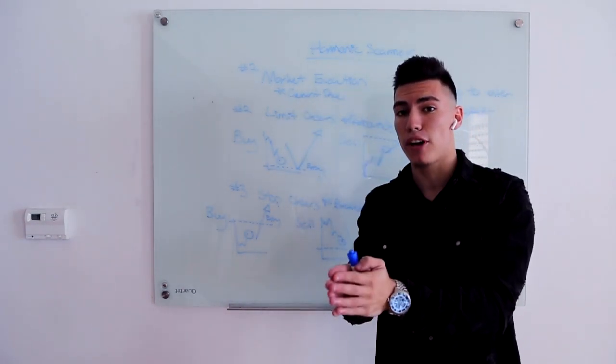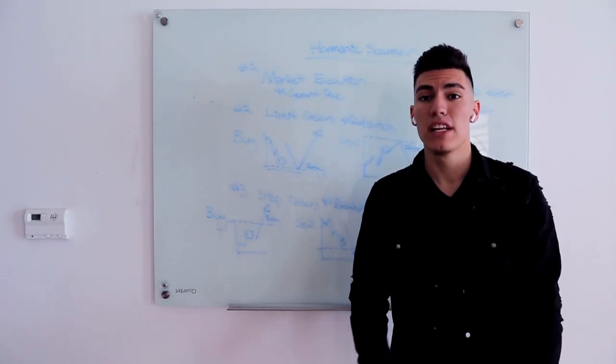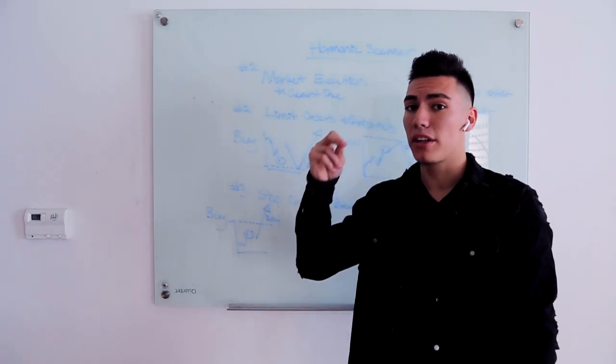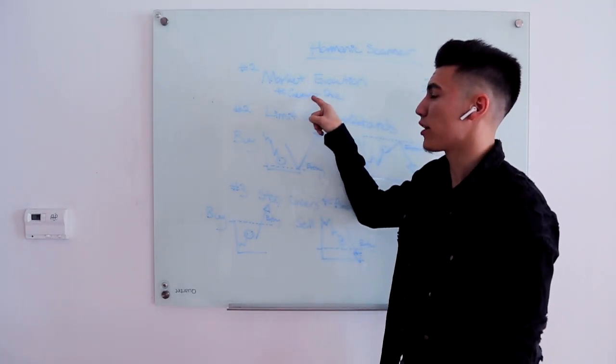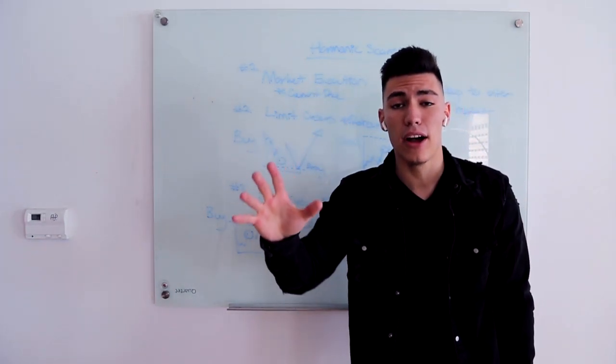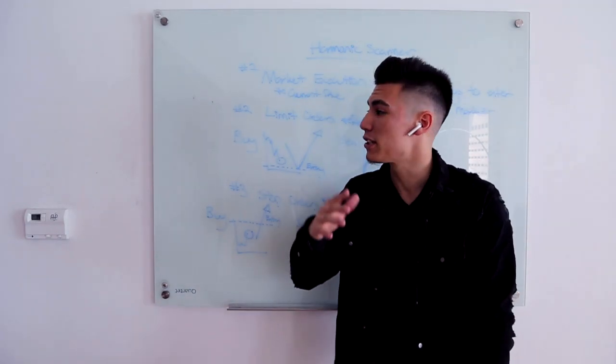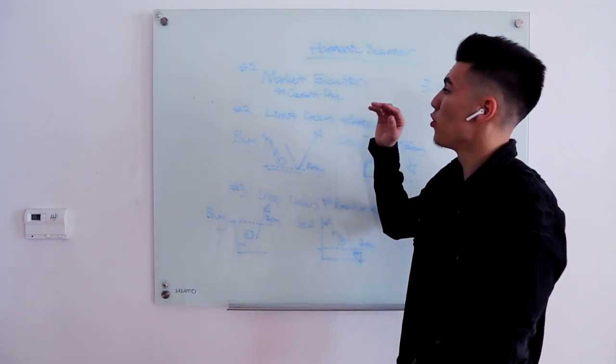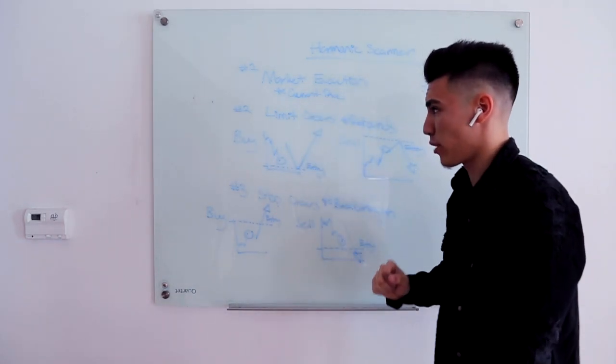When you guys enter the market at what's called the market execution, it simply means you are entering the market at the current market price, at the current price that it's currently at. So as soon as you press sell, you start making or losing money. You press buy, you start making or losing money. So you're entering at the current market price.